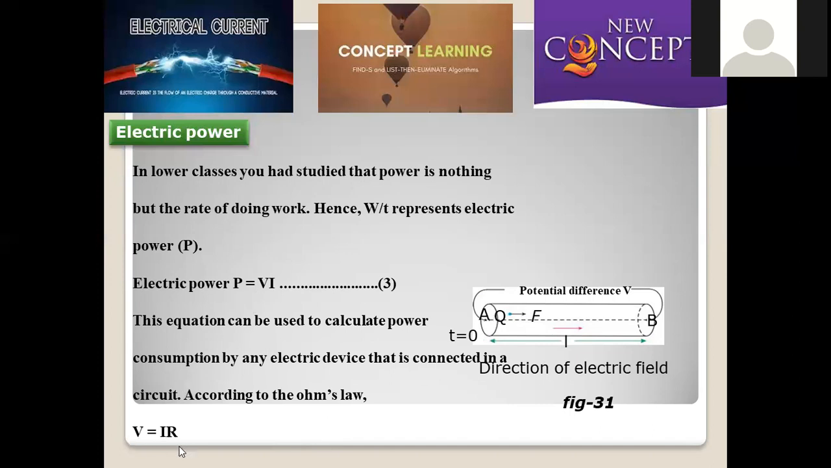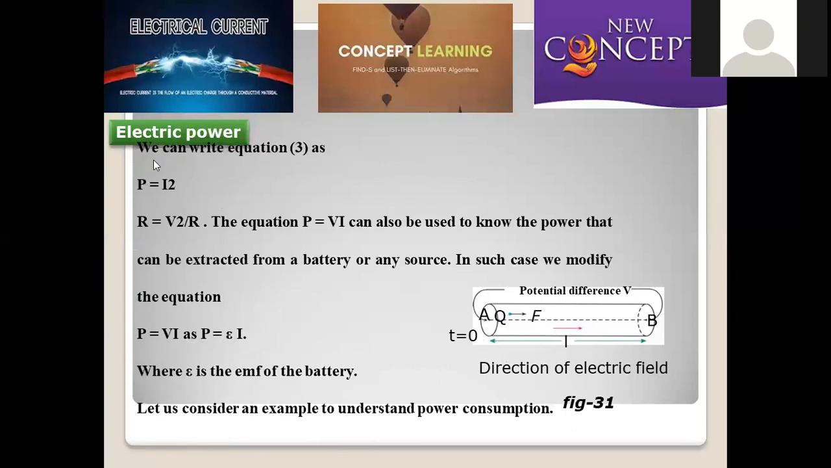According to Ohm's law, V is equal to I into R. V denotes what? Potential difference. I is the strength of current in amperes. R is the resistance in ohms. V is equal to I into R is called Ohm's law. In accordance with this, we can calculate the power consumption in the unit area. Now, we can write equation 3. P is equal to I squared R, which is equal to V squared by R, right?